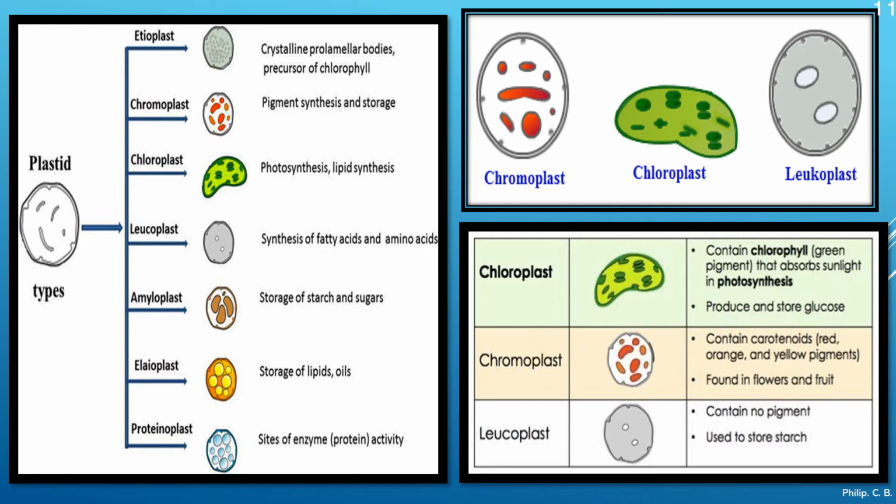Now on the right side we come to the precise ones: chromoplast, chloroplast and leucoplast, which 3 we are learning in particular. Chloroplast contains chlorophyll, the green pigment that absorbs sunlight for photosynthesis, which we already learned, to produce and store glucose. Chromoplast contains carotenoids, the red, orange and yellow pigments which give coloration to fruits and flowers, found in flowers and fruits. Leucoplast contains no pigment, so it is used to store starch, as in the example we just read, potato, right?